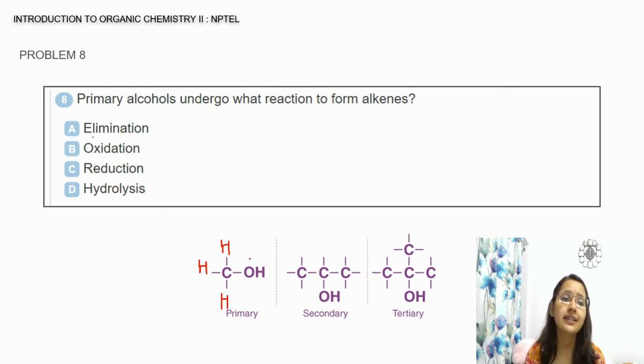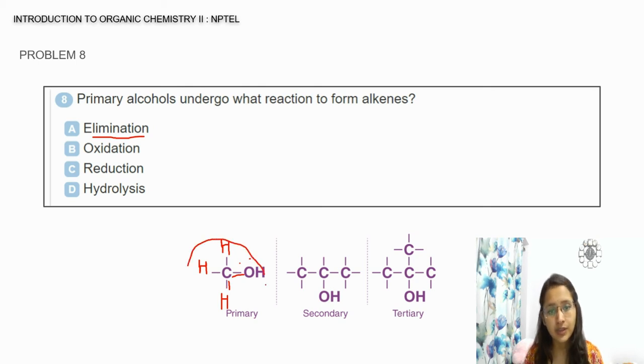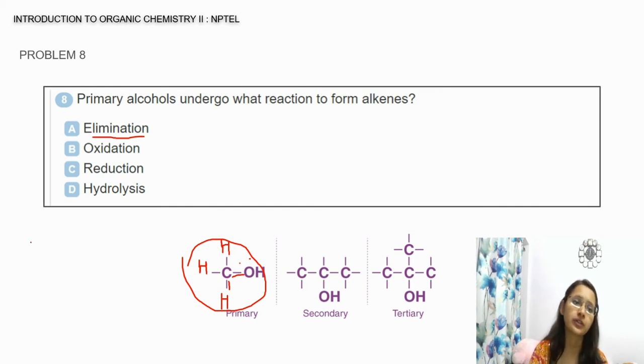So it is the elimination process by which we can form a double bond here or double bond here. It is the elimination process which will lead to formation of alkenes. So the primary alcohol undergoes formation of alkene by elimination. So this is the correct option here. I hope you guys got it.